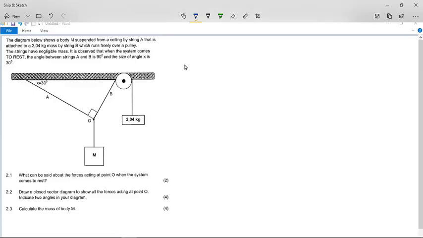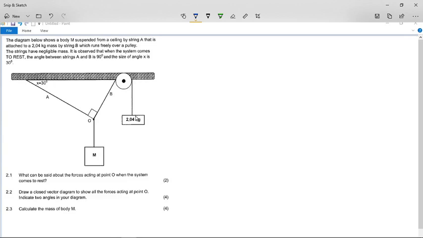Okay, this is a KwaZulu-Natal question from June 2019. It's the provincial paper. It says here, the diagram below shows a body M, here's the body M, suspended from a ceiling by a string A that is attached to a 2,04 kilo mass by string B that runs freely over a pulley. The strings have negligible mass.